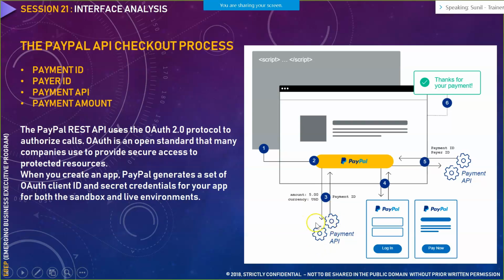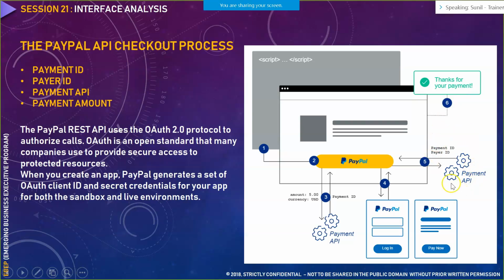On clicking this PayPal checkout button, it would send that 5 in USD format to the PayPal payment API. After processing that particular information, the PayPal payment API would generate a unique payment ID. Once that payment ID is generated, it would ask you to log in. Once the user logs in, it would send that information, the payer ID and payment ID, to the PayPal API. Once the processing is done, it would send the final information to the PayPal payment API, and towards the end you would get your thanks for your payment page, wherein the PayPal API has received your payment and your order is confirmed.